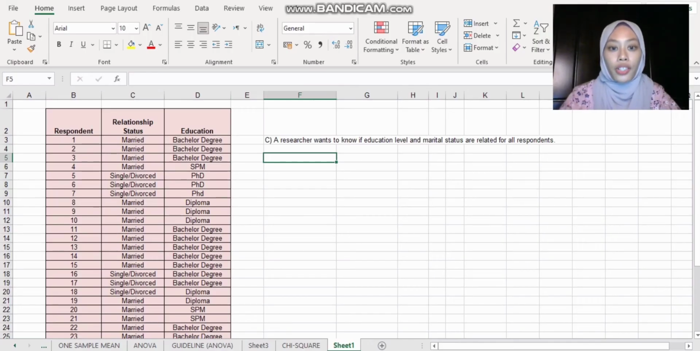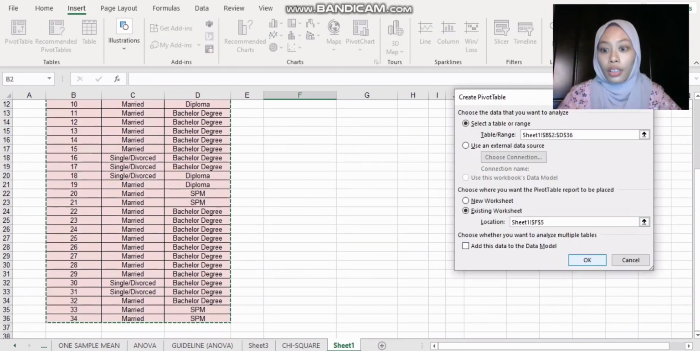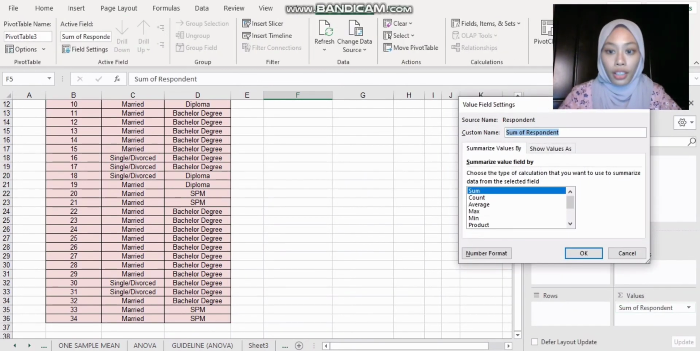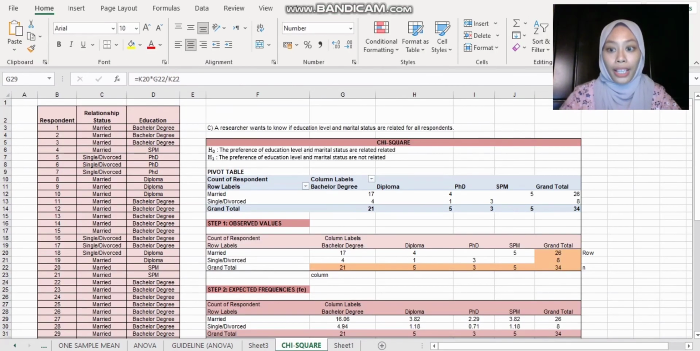For question C, a researcher wants to know if education level and marital status are related for all respondents. So first, you click Insert and then click Pivot Table, copy this data, click OK, put respondent in the values and change it to count, click OK, relationship status goes to rows, and education goes in the columns, click X. So the pivot table will be like this.